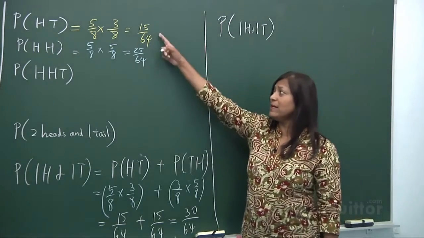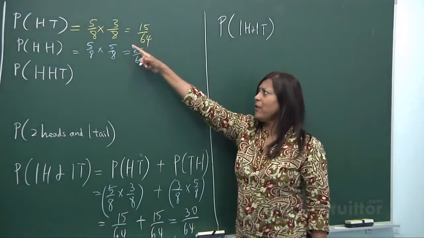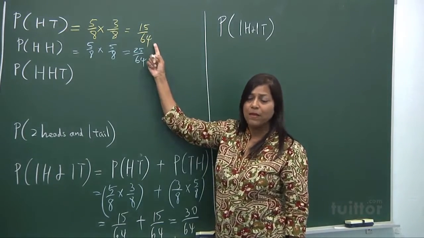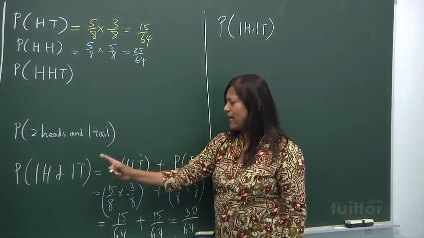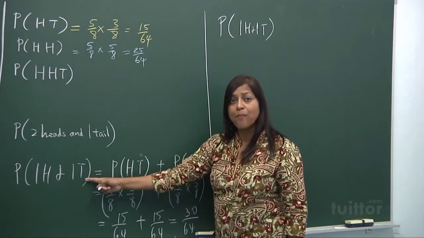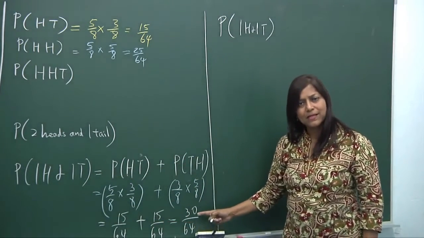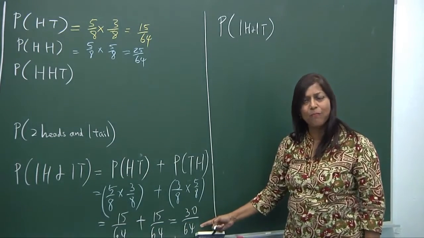There is a difference here. I want a head followed by a tail. It's only 15 out of 64. But when I said I want one head and one tail from the two throws, the chances double up. It's 30 out of 64.